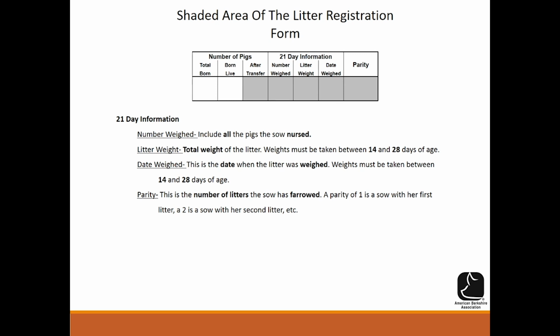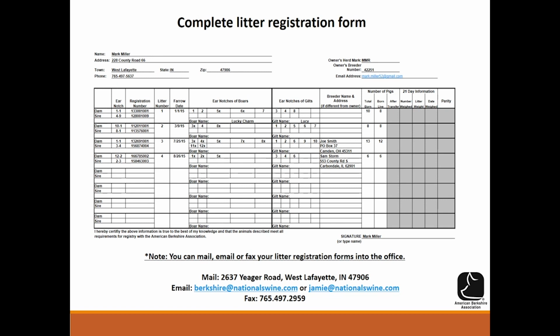Parity. This is the number of litters a sow has farrowed. A parity of 1 is a sow with her first litter. A 2 is a sow with her second litter, etc. This is what the complete litter registration form looks like. Note, if you don't do online registration, you can mail, email, or fax your litter registration forms into the office.